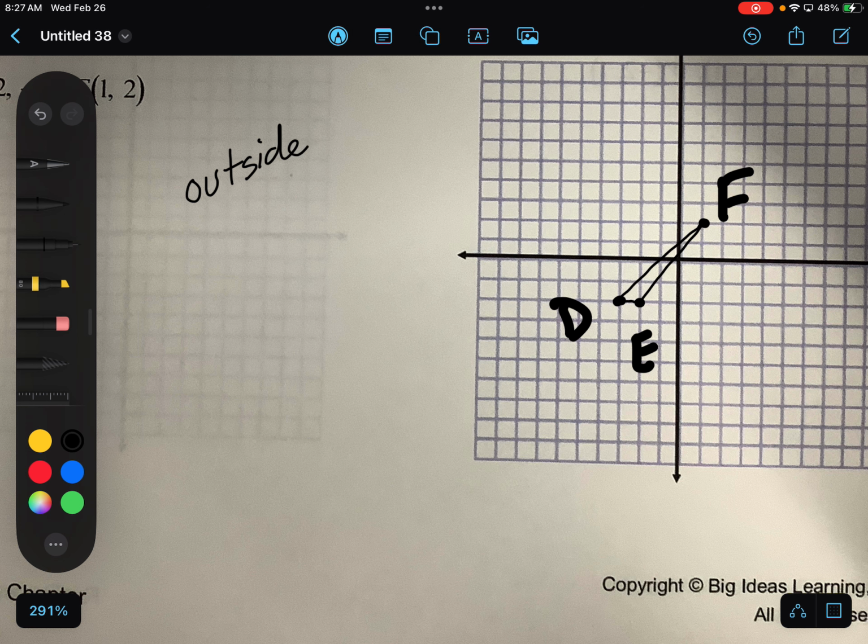Now, to find it, I'm going to make altitudes, which I'm going to make in red. In order for me to go from F to DE, I have to go down out here. I can't go inside the triangle. It's not possible. Okay, so that's going to be outside of it. In order for me to go to E, it looks like I'm going to have to go this direction to make that 90-degree corner.